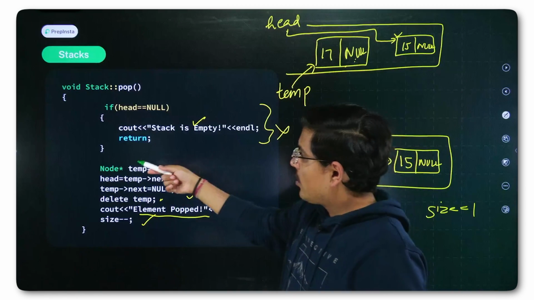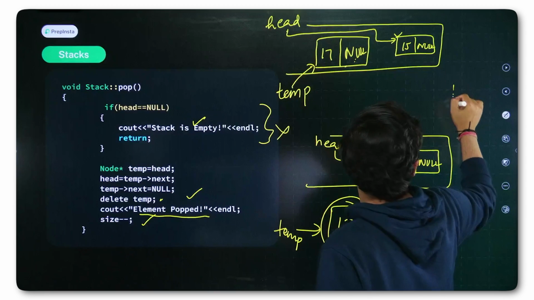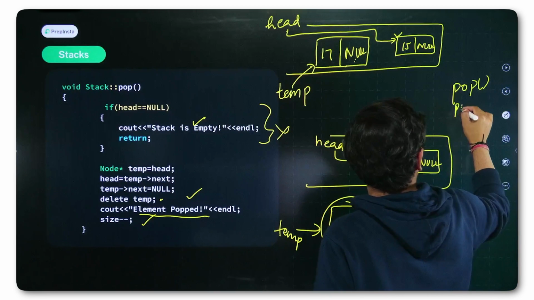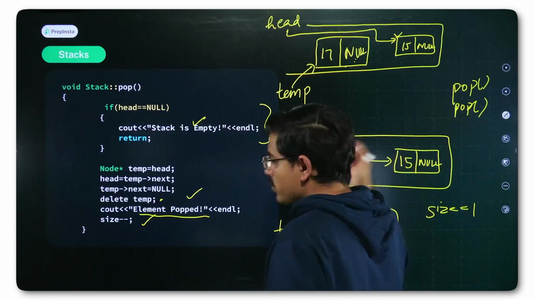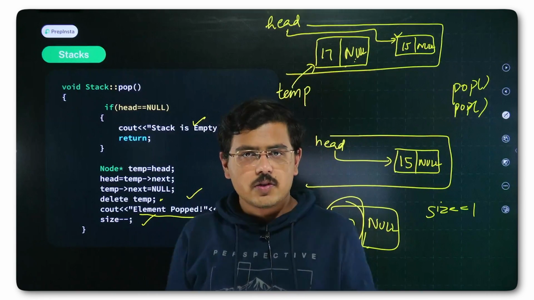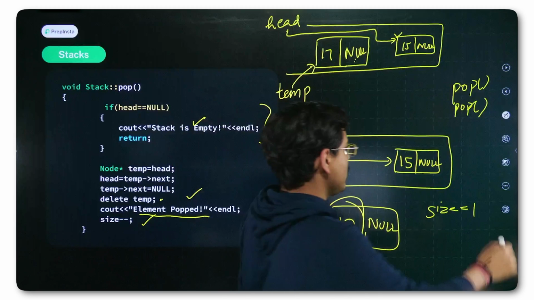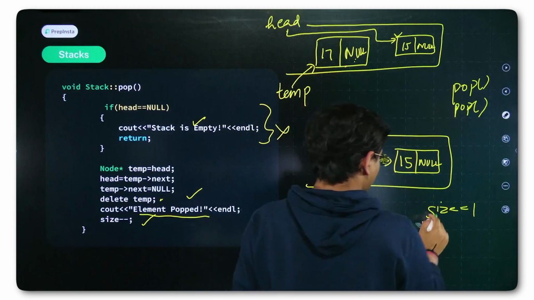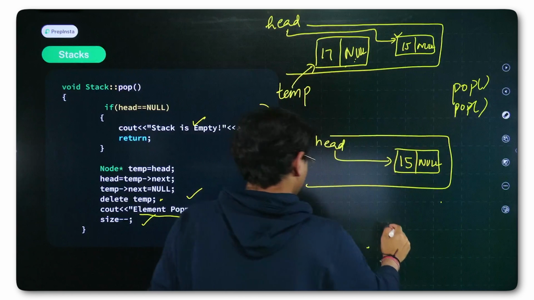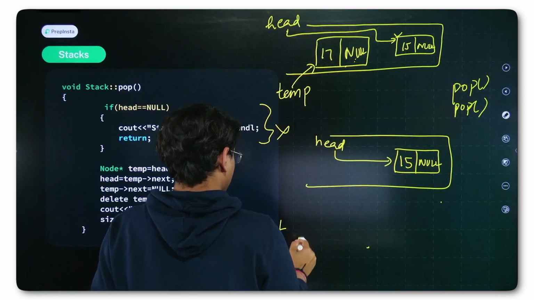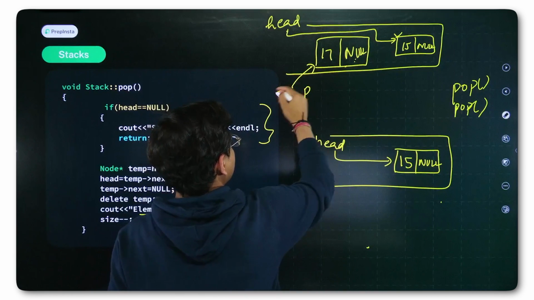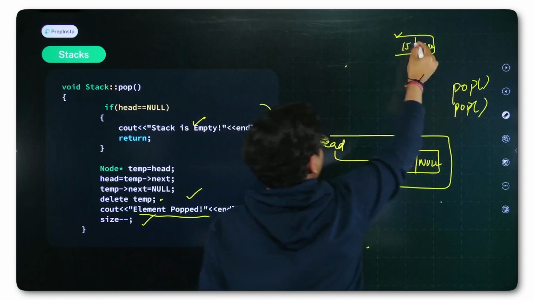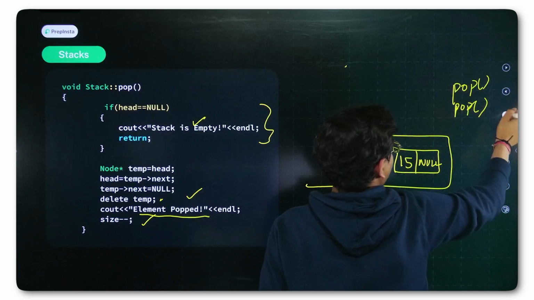Fine. If I go again, once I did pop, this happened. I again do pop, this will also go. I'll show you how. Let's try and implement it again, and let's see what happens then. Fine. So I do that pop again.